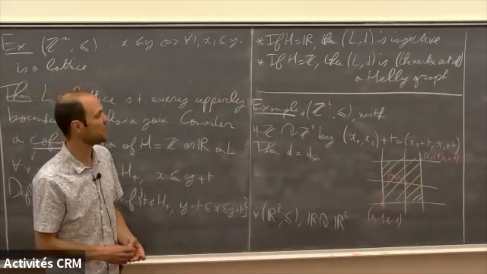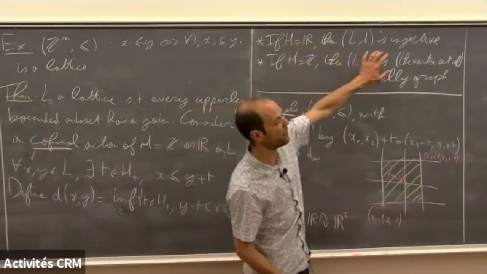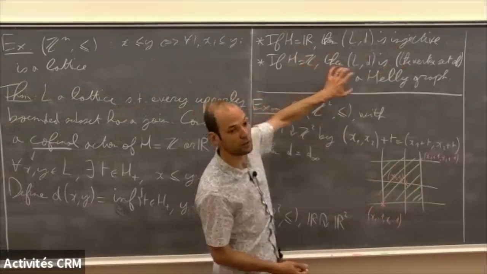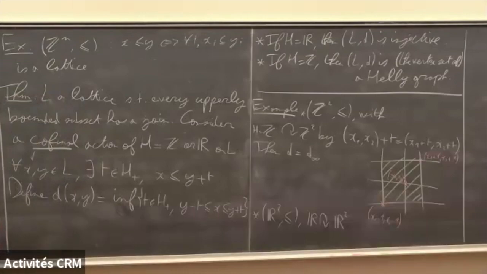So depending on the cases, it's better either to work with the R setup, where your space might be finite dimensional, or in the Helly case, where your graph might be locally finite. Okay, so depending on the setup, it's more natural to look at one thing or the other.